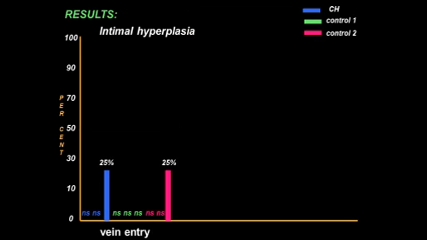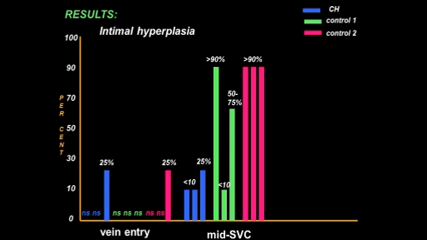Now, looking at the histology and pathologist report, at the extent of the intimal hyperplasia, we can see that at the vein entry, there was probably very little vessel injury and mechanical damage done to the intima. But very interestingly, when we get to the midsection of the SVC, we see much more extensive intimal hyperplasia, meaning more trauma.